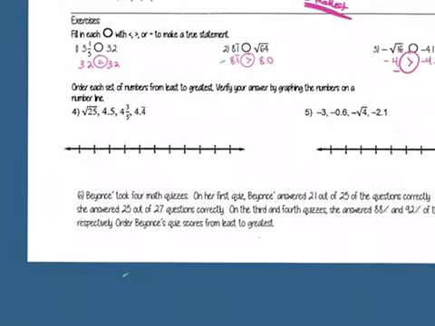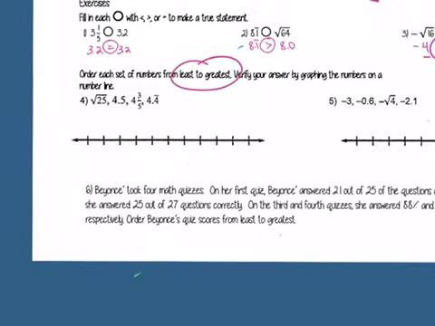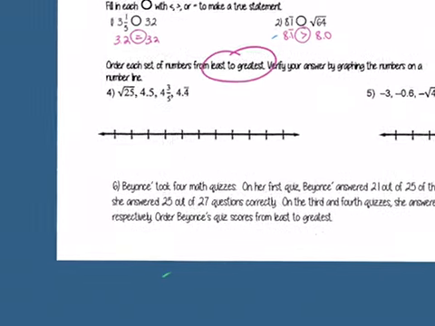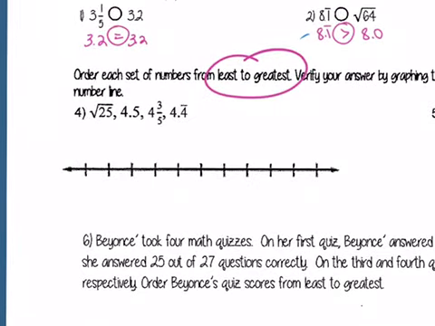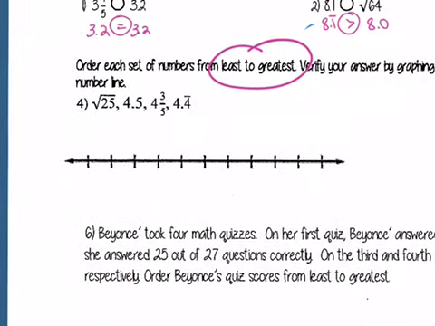Order each set of numbers from least to greatest, smallest to big. Verify your answer by graphing. So we're just going to focus on putting them in order right now. Step 1, I want to turn them all into decimals. So the square root of 25 is 5, then 4.5, and then 4 3/5 is 4.6, and then 4.4 repeating.